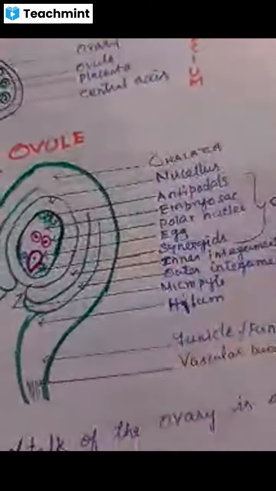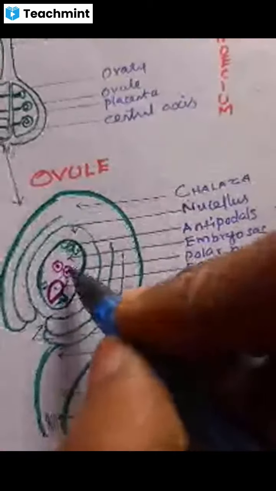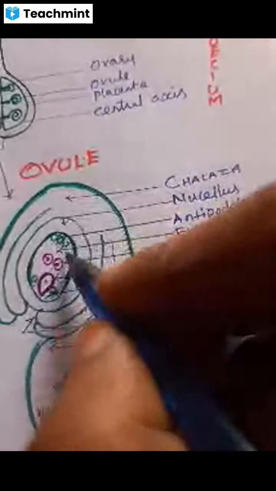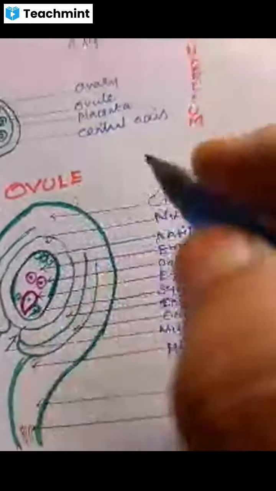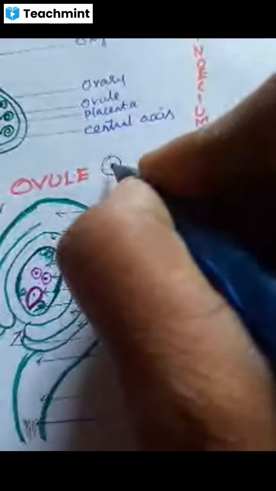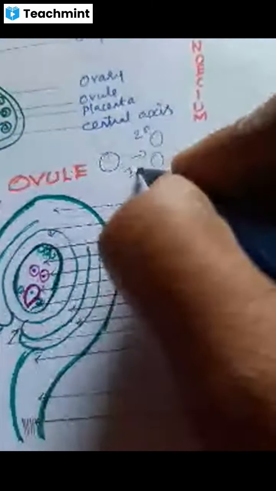Embryo sac, ovule, same meaning. Here these cells are produced for 8 nuclei. Okay, 8 nuclei are produced by this embryo sac. First of all, one cell of nucellus is divided into 2. This is diploid in nature. So this is also diploid and this is also diploid.